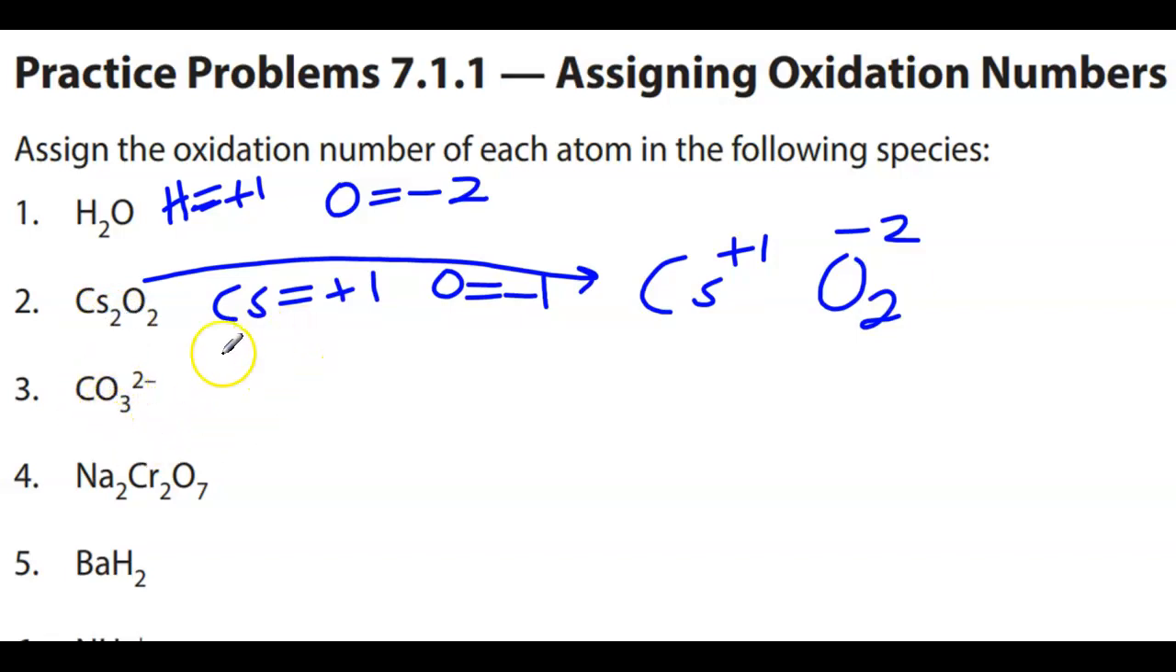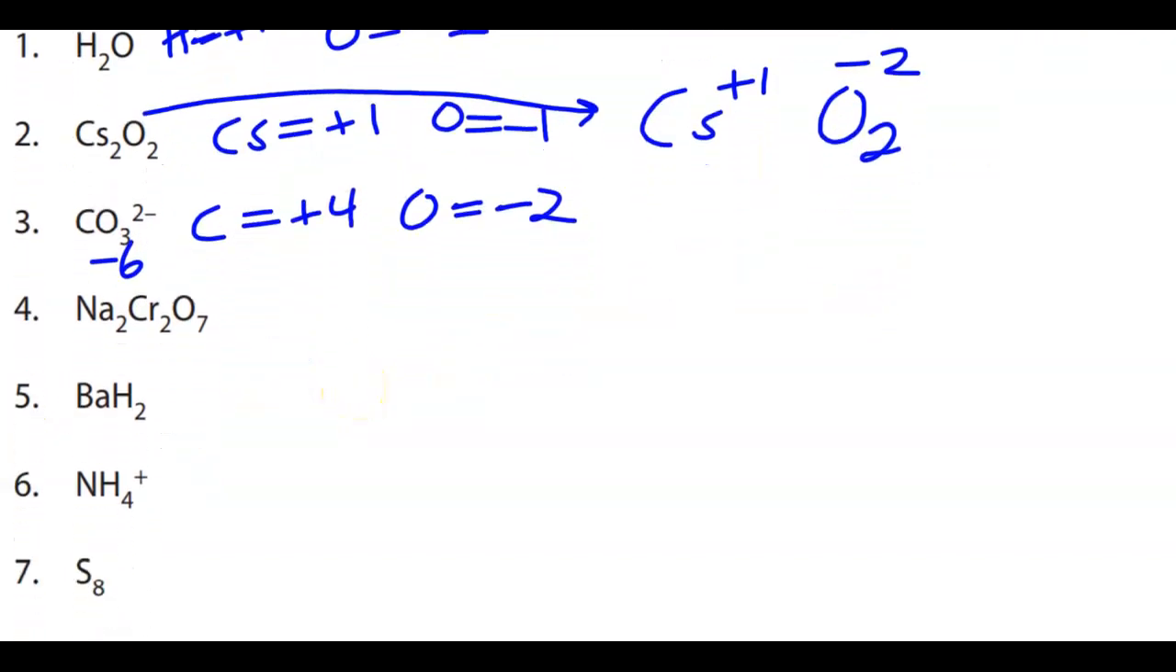Okay, carbonate. Oxygen here is -2, not an exception. With three oxygens that's -6, which means our carbon would have to be +4 in order for that to add up to -2.